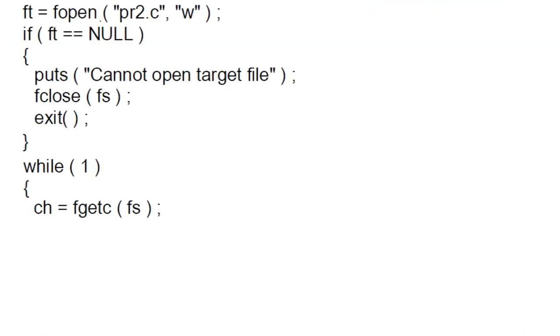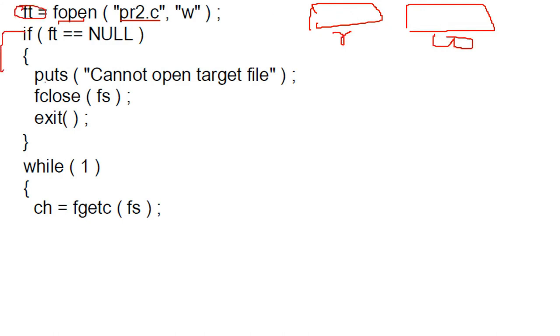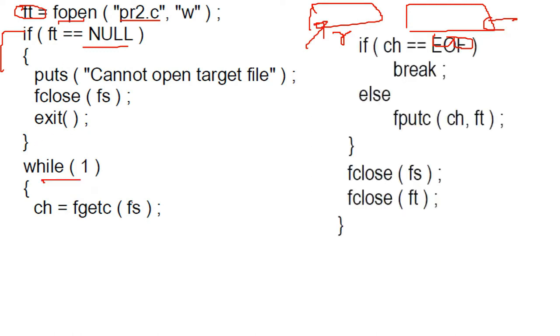Now we will try to open pr2.c. This is our first file, this is our second file, and we have opened the first in read mode and this one in write mode. The write mode we have to check again. If this ft fails, that means if it is null, then we come out. But if everything goes fine, then we'll go inside an infinite while loop. From fs, that is the source, we take one character every time. If this is end of file, we break, otherwise we just put this character in the target file.